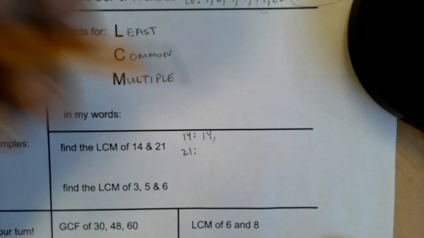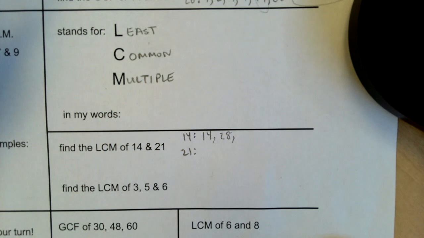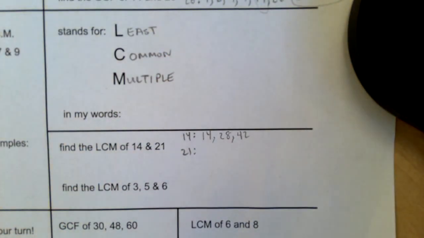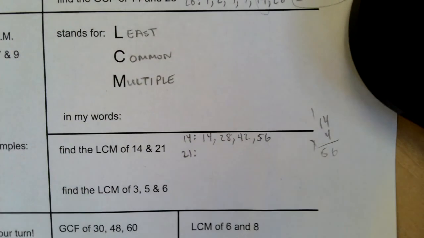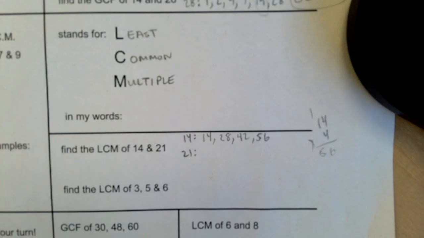So 14 goes into 14. 14 times 1 is 14. 14 times 2 is 28. 14 times 3 is 42. And you might have to do some math off to the side. 14 times 4, I didn't work that out ahead of time. Let's see, 14 times 4, that's 56. And you'll stop there. Sometimes you don't know where exactly to stop, but just stop after a reasonable amount.